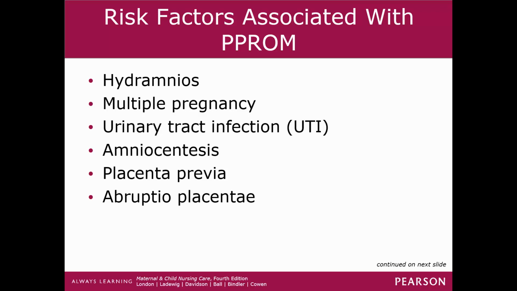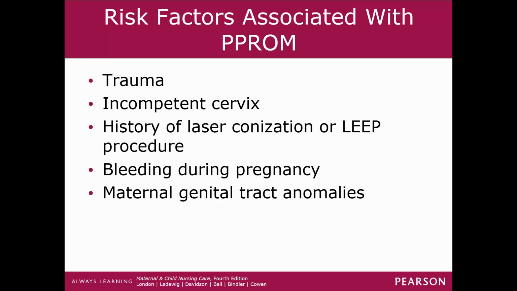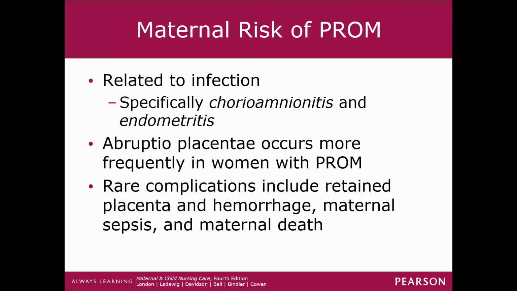If she has placenta previa or abruptio placentae, she could be at risk for preterm premature rupture of membranes. See, I'm getting it confused already. So here are some more risk factors. She has a trauma, maybe a car accident, maybe her boyfriend beat her in the stomach, something that causes her water to break. She could have an infection of the amniotic fluid, which is chorioamnionitis. That would possibly cause her to have premature rupture of membranes.